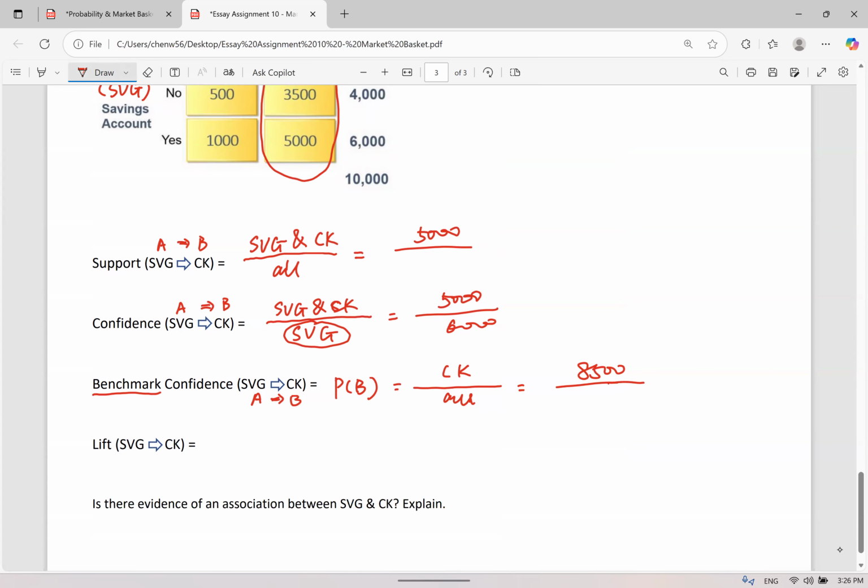Then the last two questions should be quite easy, right? You just use the confidence divided by the benchmark confidence.